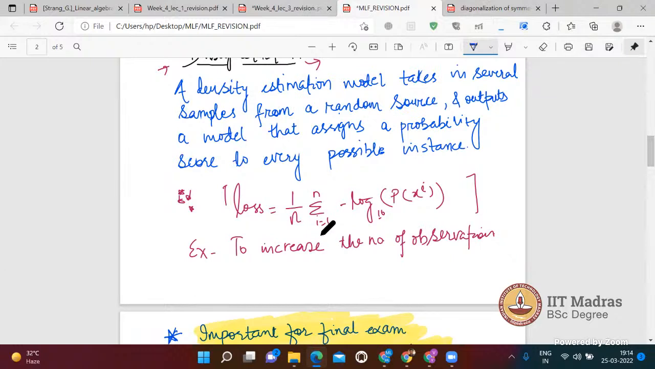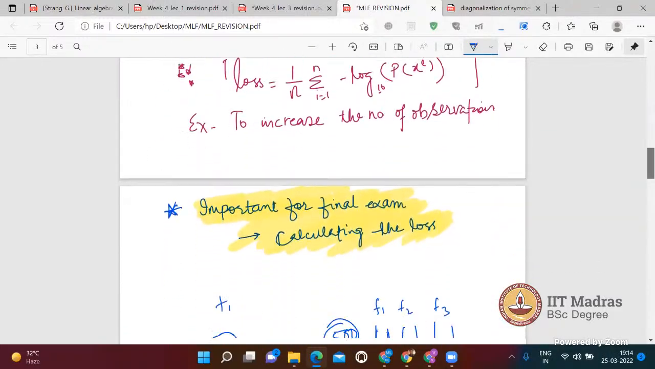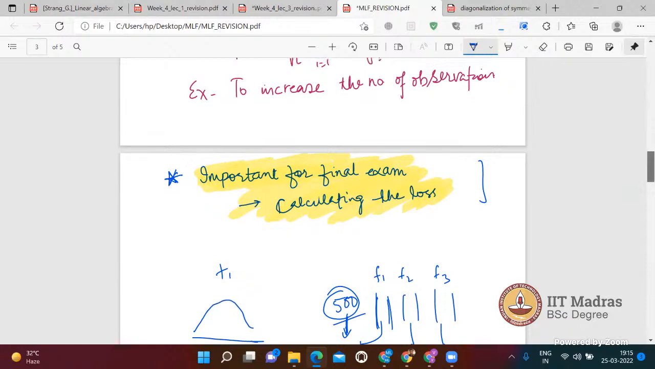So here also the loss is simply the negative of the likelihood function, and then you divide by the number of data sets. Okay, this is simply used to increase the number of observations. This was it for that. And yeah, the most important thing that you should know for the calculative part is that you should be able to calculate the loss, for example, if you have been told for the regression, or for the classification problem, or for the dimensional reduction.